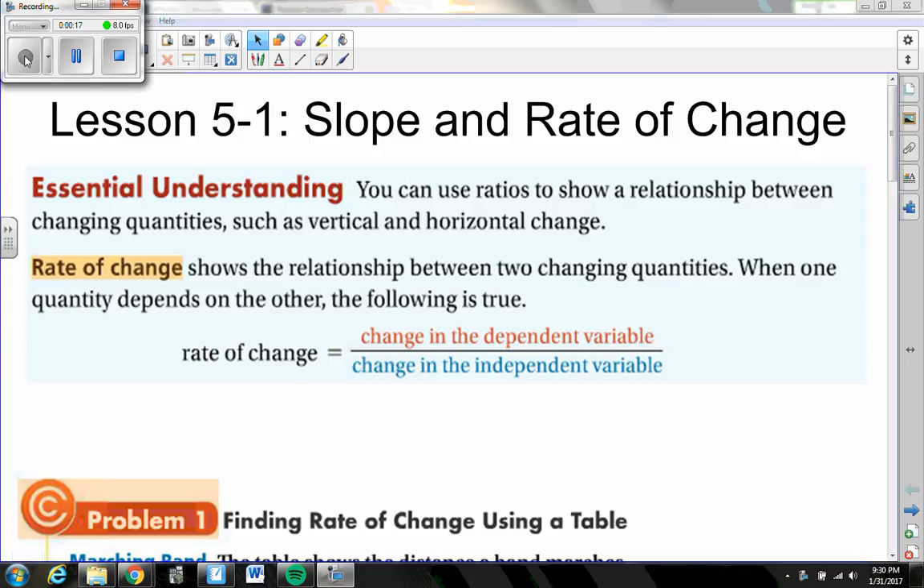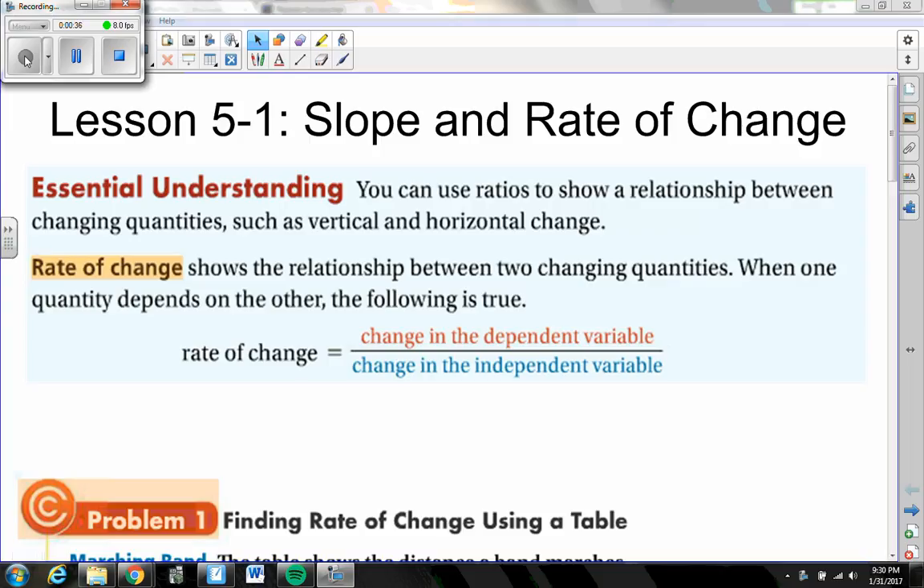Okay, the essential understanding in this section is that we can use ratios to show a relationship between changing quantities like vertical and horizontal change. Okay, the change in the vertical versus the change in the horizontal when we're looking at a graph of a straight line.